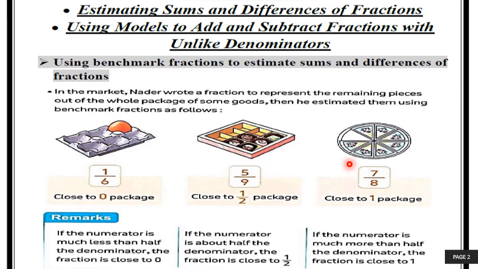The last one, we have a pizza, and I cut this pizza into 8 pieces, and I take 7 pieces from 8. So this is close to 1 package. Remarks: if the numerator is much less than half the denominator, the fraction is close to 0. And if the numerator is about half the denominator, the fraction is close to half. If the numerator is much more than half the denominator, the fraction is close to 1.